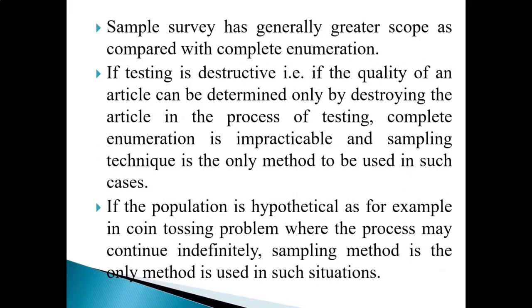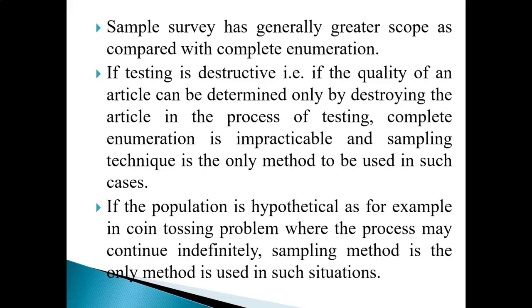The third point says that a sample survey generally has greater scope as compared with complete enumeration. So it has somewhat greater scope. Scope has a particular meaning. It is a broad term, and for this particular point of view, for sampling as well as complete enumeration, we have to see it from a broad perspective.